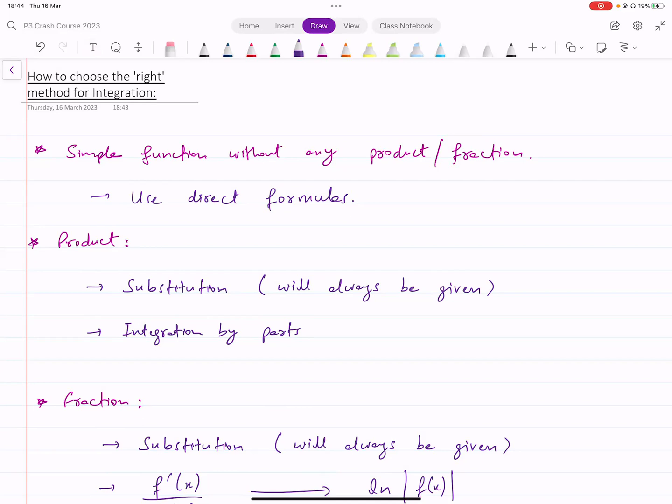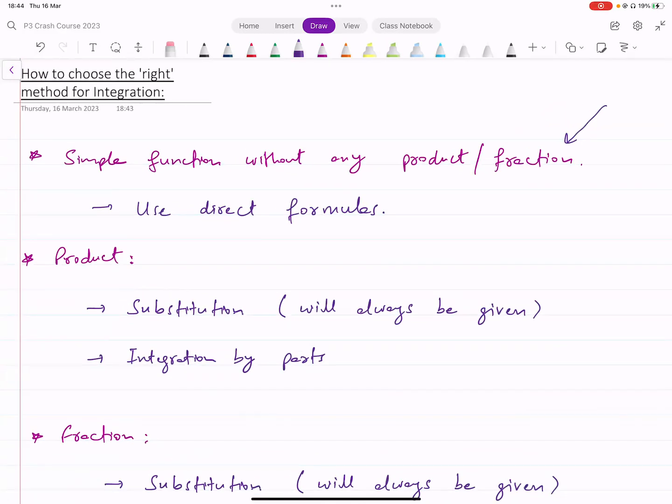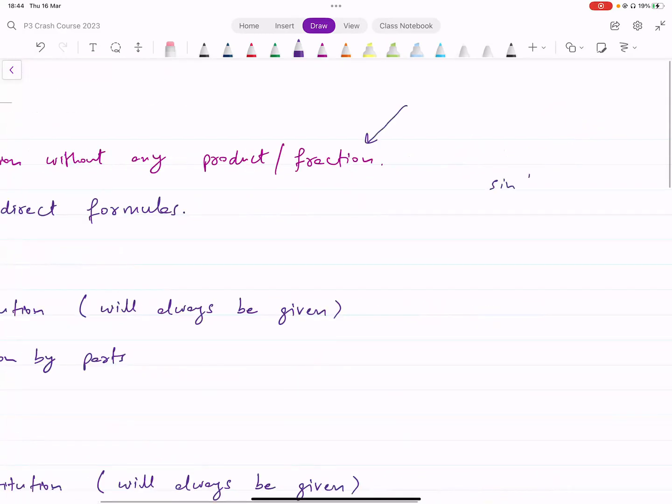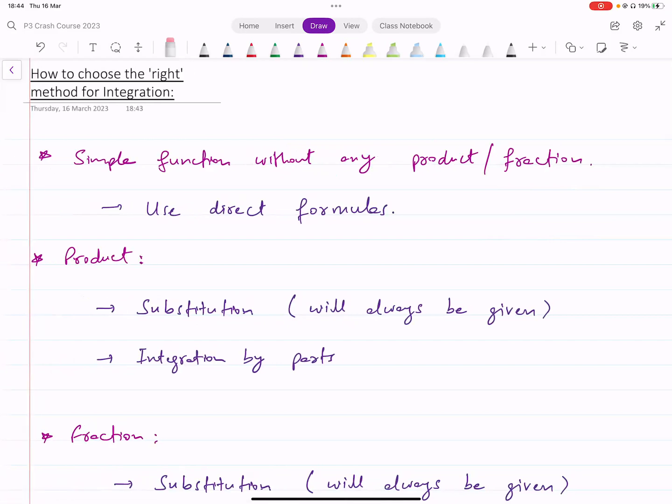One is that you have a simple function. Simple function means there's no product or fraction involved. It's just a simple function like sine of 2x plus 1, or maybe secant square of 3x minus 2. If you have a simple function like this, you just use direct formulas, the ones that you're given in the formula sheet. They are the ones that you use in that case.